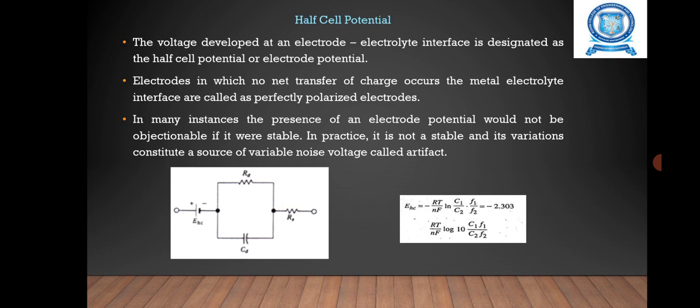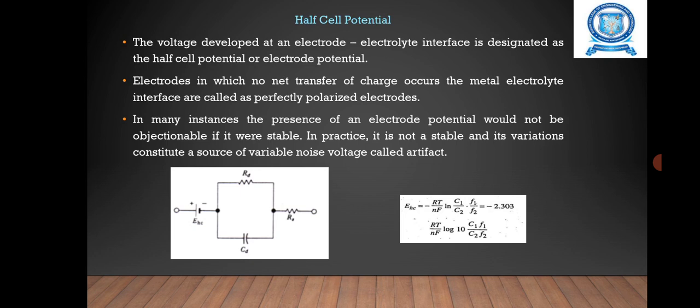In many instances, the presence of an electrode potential would not be objectionable if it were stable. For example, the figure shows the electrical equivalent circuit of a surface electrode when it is in contact with the body surface. The interface resembles a voltage source having half cell potential, E_HC, developed due to the charge gradient, and a capacitor CD in parallel with a leakage resistance RD.